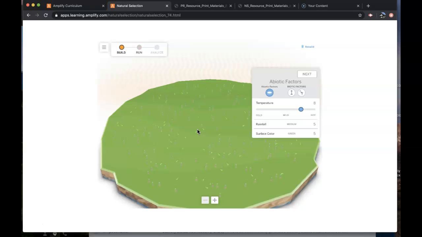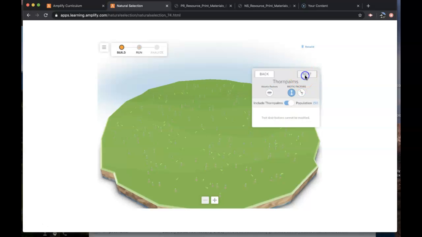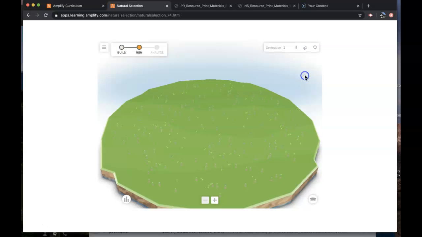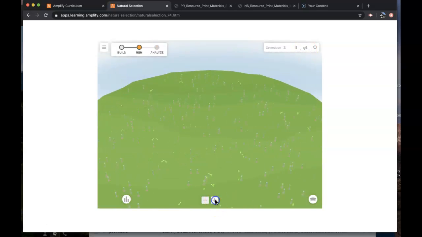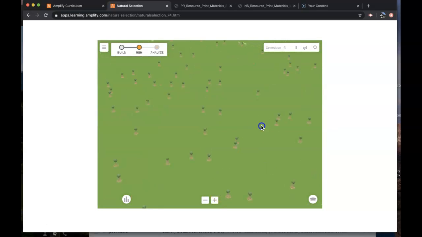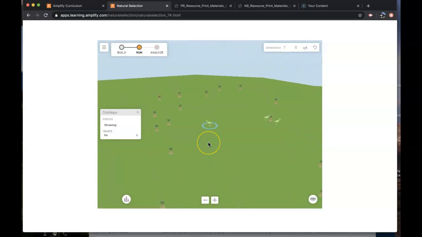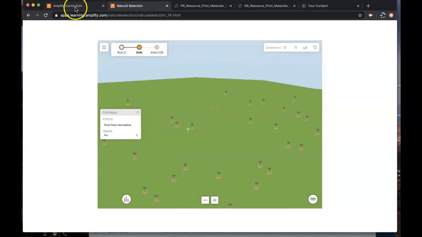So just like last time, we are going to change the temperature, and then you're going to press next, next, and run. And then you'd want to speed it up. And also you can zoom in to check out and see what's happening, track an australope, see what is happening to it. And then once it gets to 50 generations, you're going to press analyze.